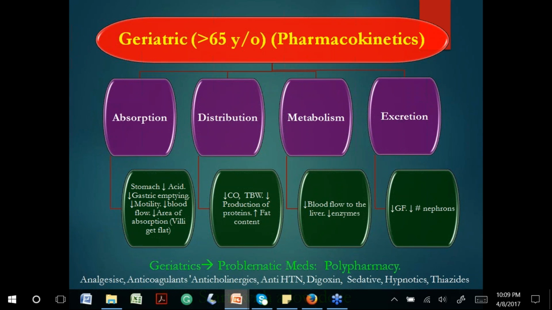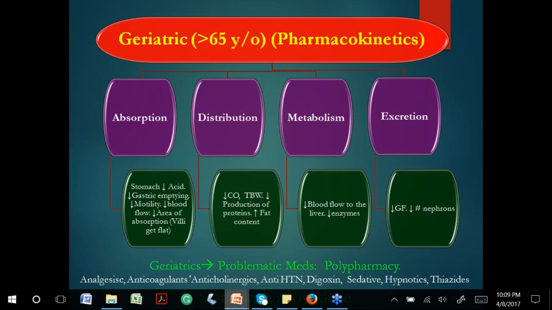Metabolism, there is less blood flow. They are going to have less enzymes. So that means decreased metabolism. We are going to see a summary at the end. Excretion, diminished glomerular filtration.